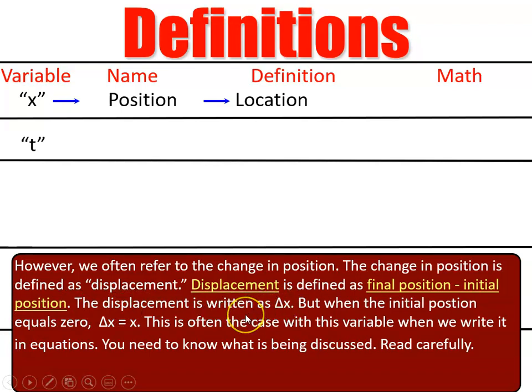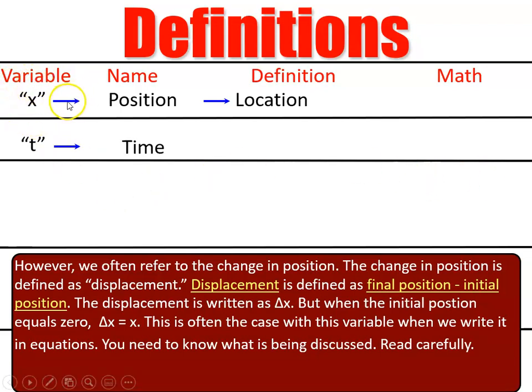But if we say that the initial position is 0, then delta x is equal to x. And in a lot of cases, we will call the initial position equal to 0. So just read carefully the problems that are being given to make sure that you understand what's what. Now, time is given by lowercase t. By the way, typical units of position are meters.